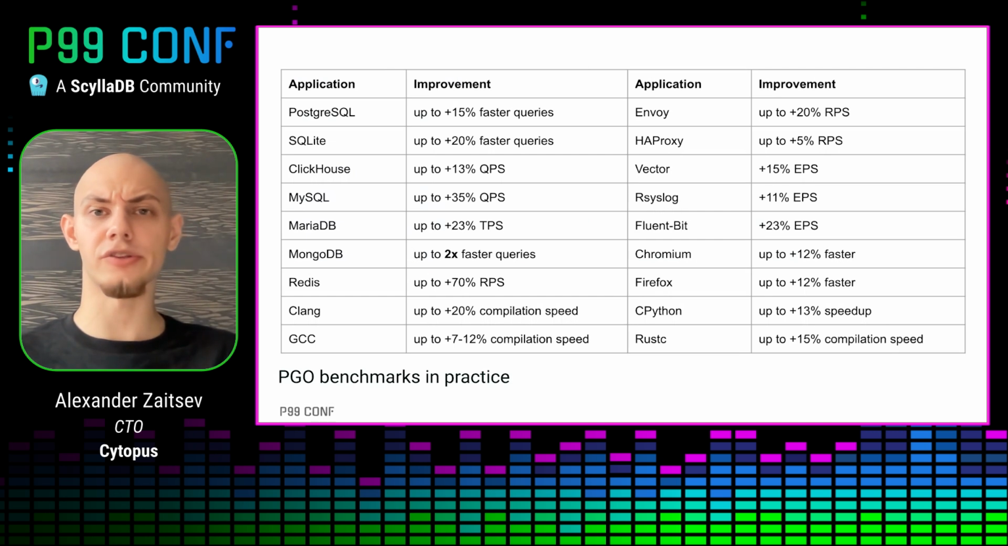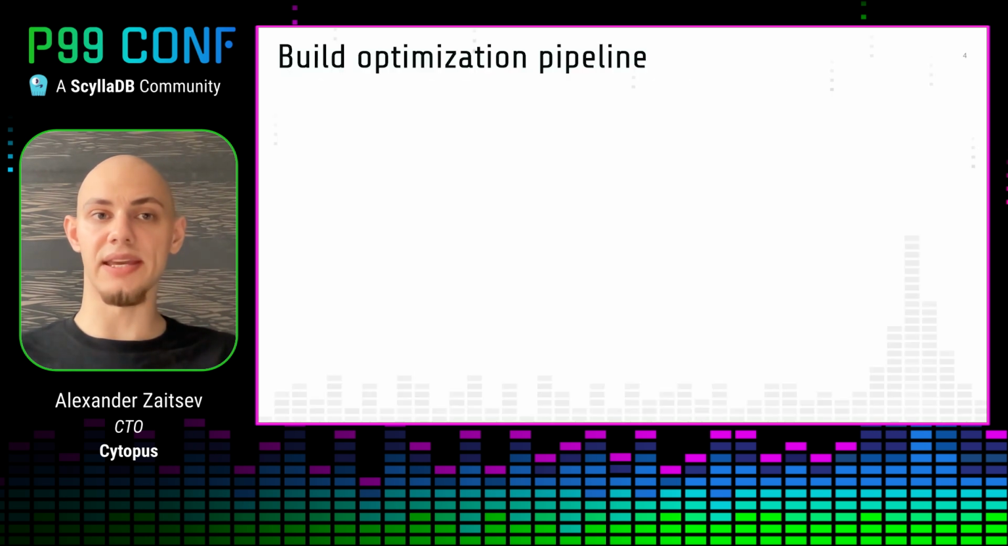So before the start, I want to share with you some benchmarks regarding performance boosts that can be achieved by applying PGO to real software. Here we see databases, compilers, interpreters, network proxies, log shipping solutions, browsers, and for all of them, PGO can help you to achieve really impressive performance results, and that's why I really like these optimizations and wanted to share with you my experience. So let's begin.